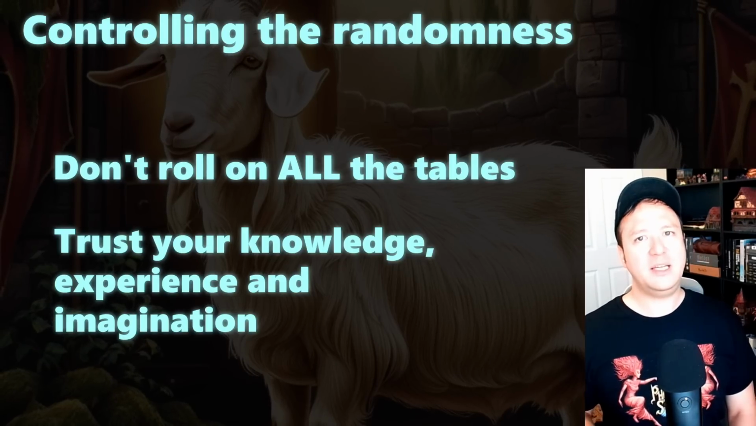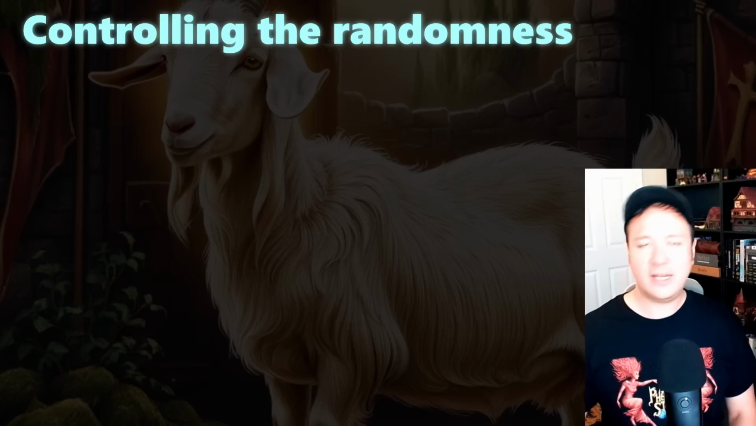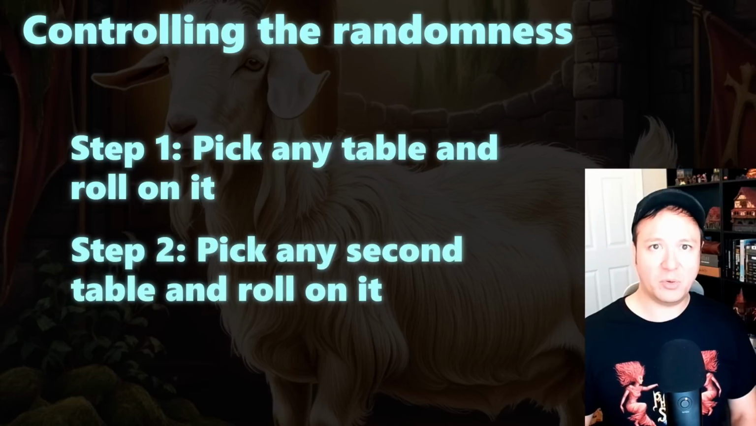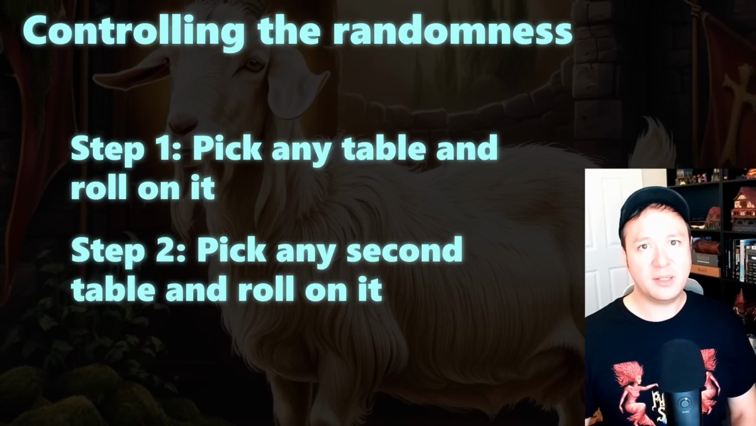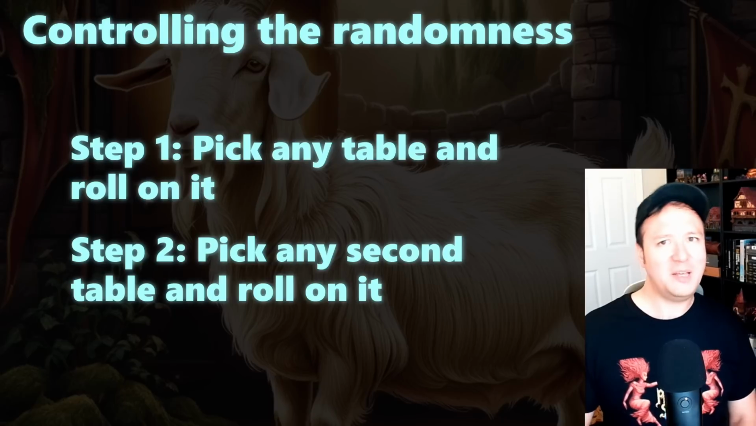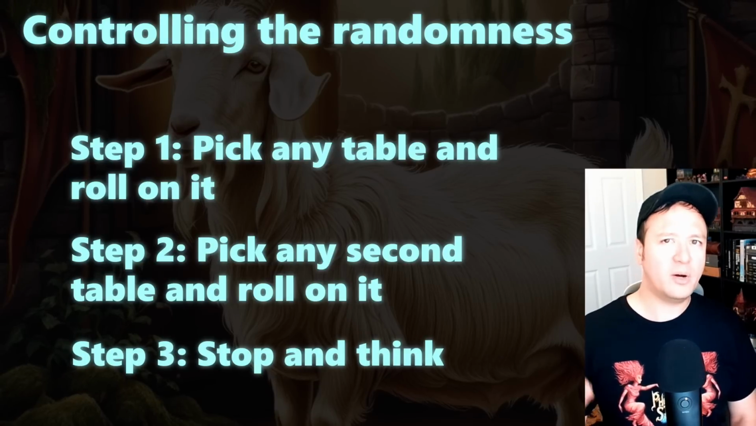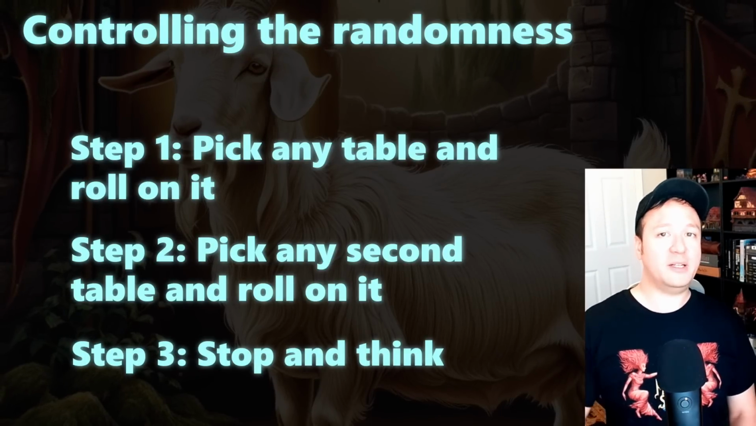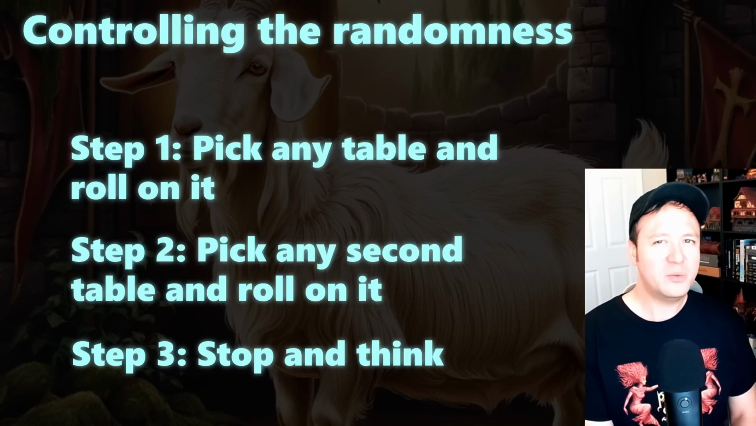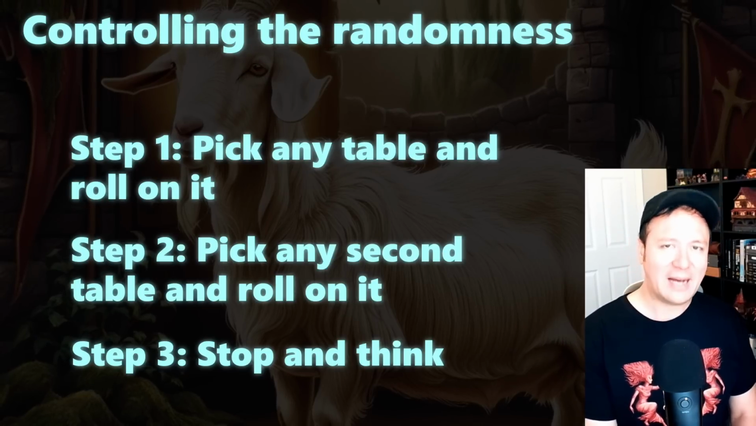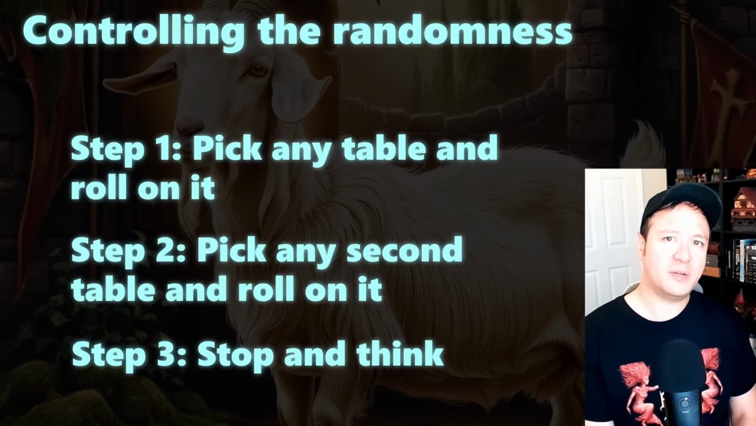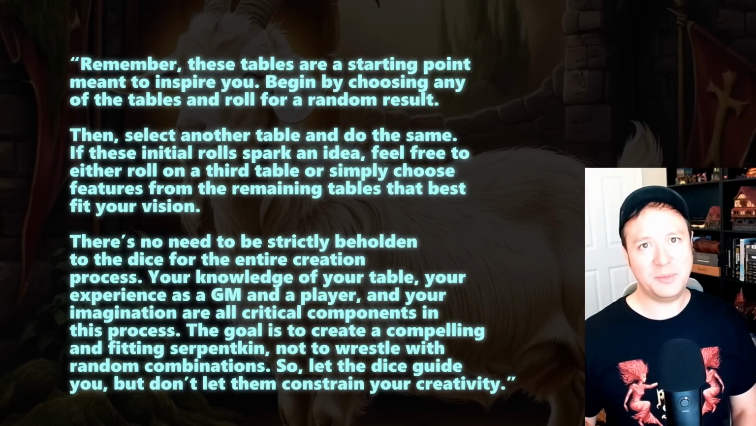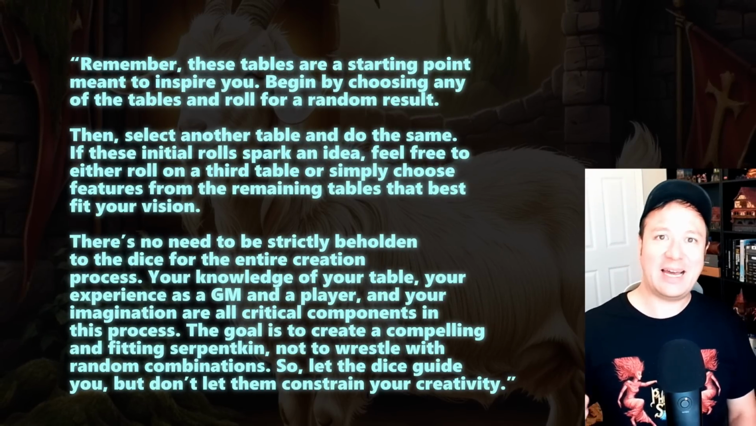In the example of the demon, the first step is to pick a table, any of the 5, and roll for a random result. Then pick a second table and roll on that. If you have something that inspires you from there, then maybe roll on a third table. Otherwise, just choose items from the remaining tables. You're not breaking any rules by doing this, and frankly, it's just going to result in a better monster faster than if you wrestled with a random nonsense combination. And that's what I would put at the beginning of my Serpentkin tables, a paragraph explaining exactly this.